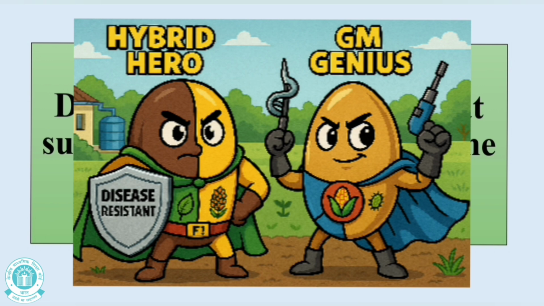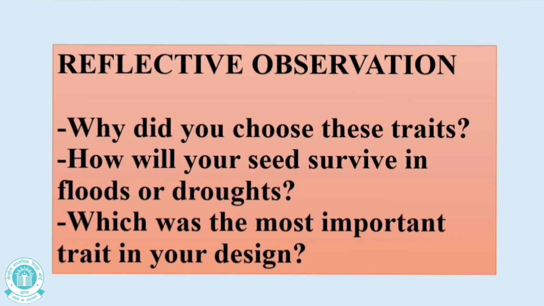Reflective observation. After task completion, ask students, why did you choose these traits? How will your seed survive in floods or droughts? Which was the most important trait in your design?